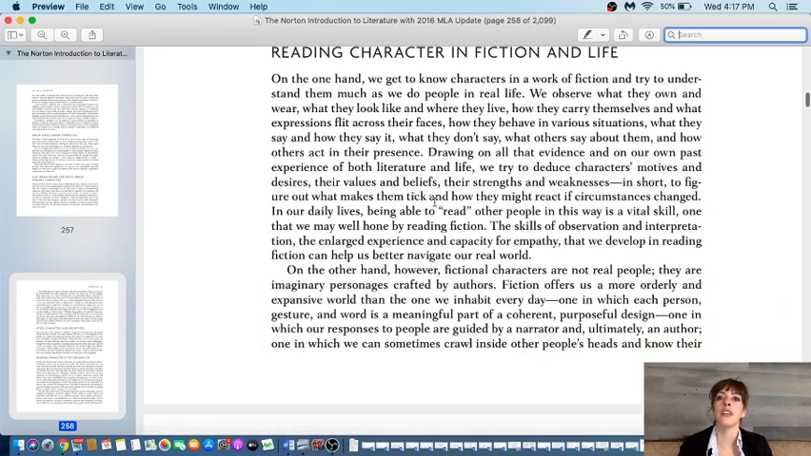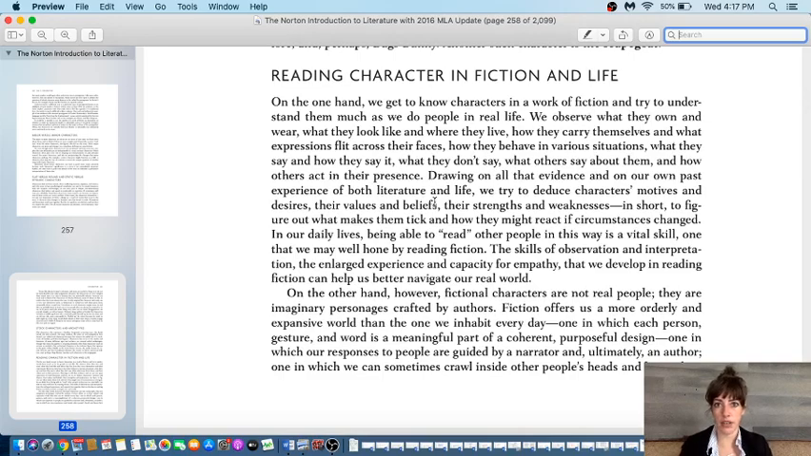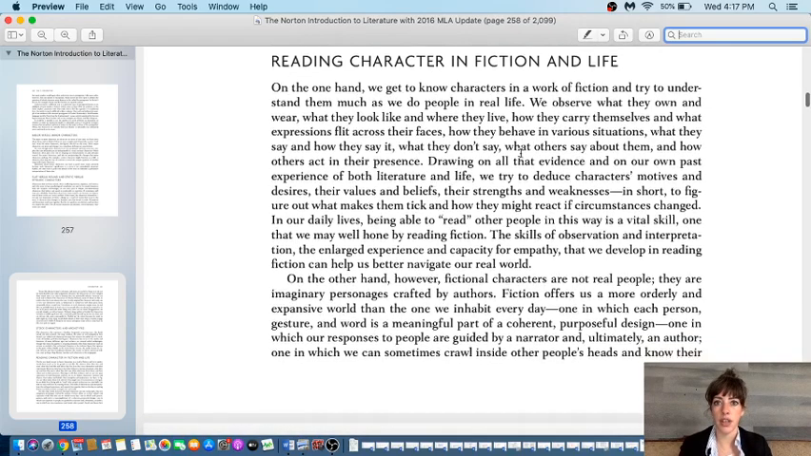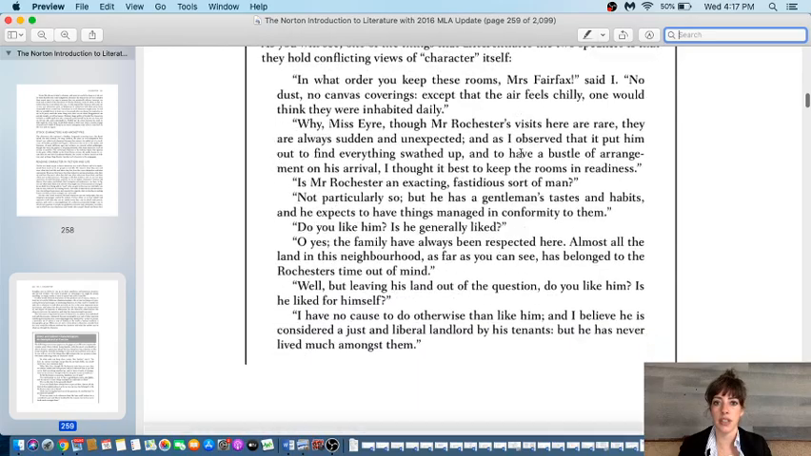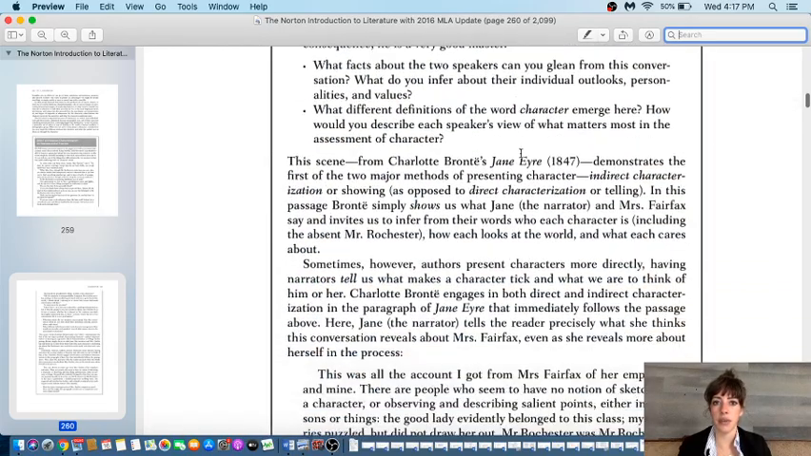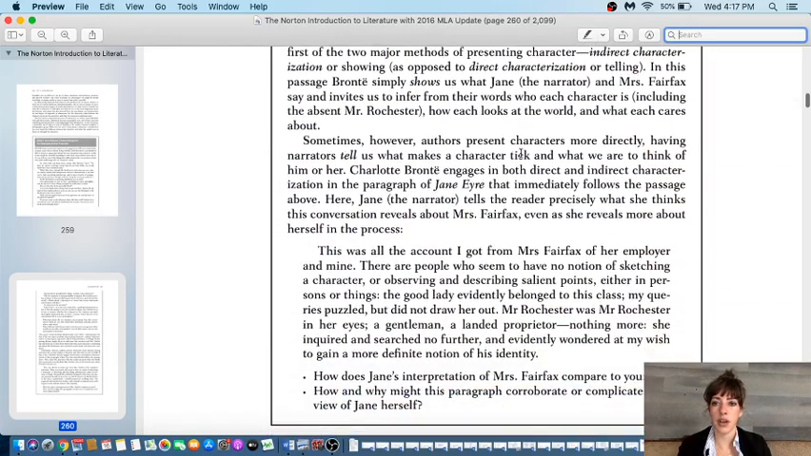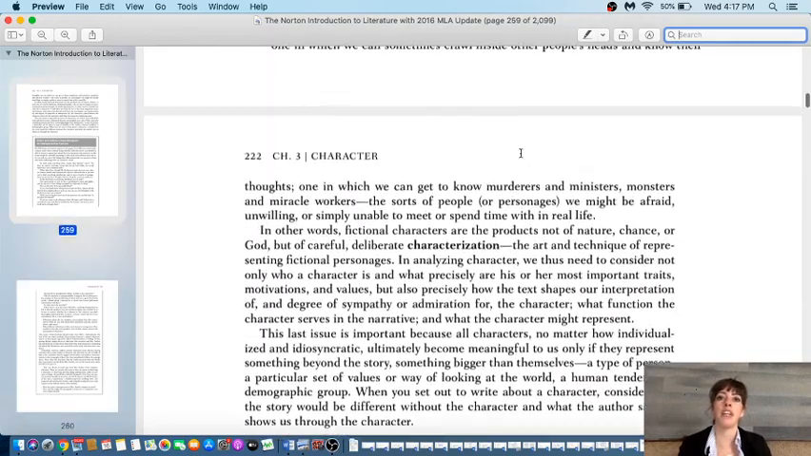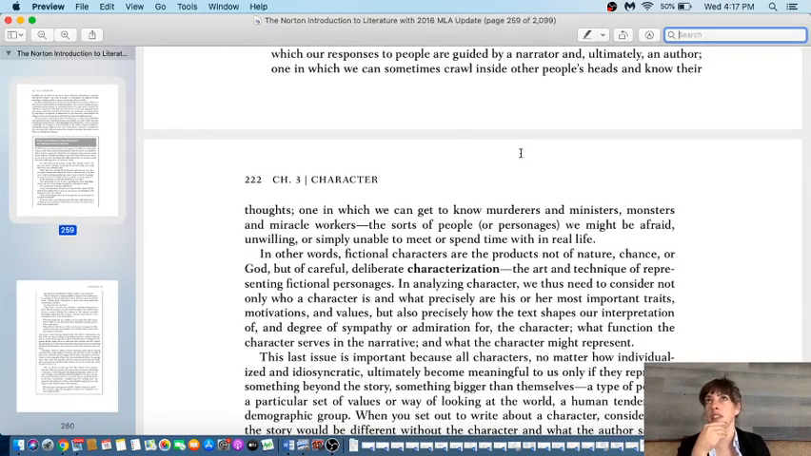So reading character in fiction and life. Read that on your own. This is where I want to leave you. Think about as you read what reveals the character to you. Is it dialogue, and whether or not they're dynamic or static? Again, static meaning unmoving, still, kind of fixed. Dynamic meaning changing over time, which is what your protagonist will do in a story that follows traditional story arc.